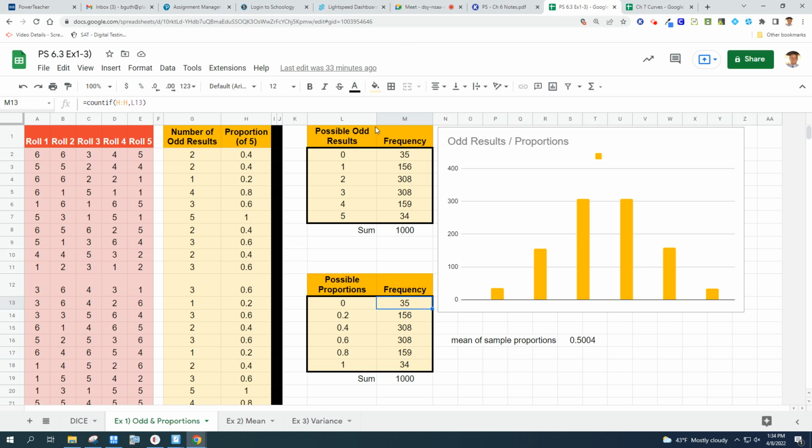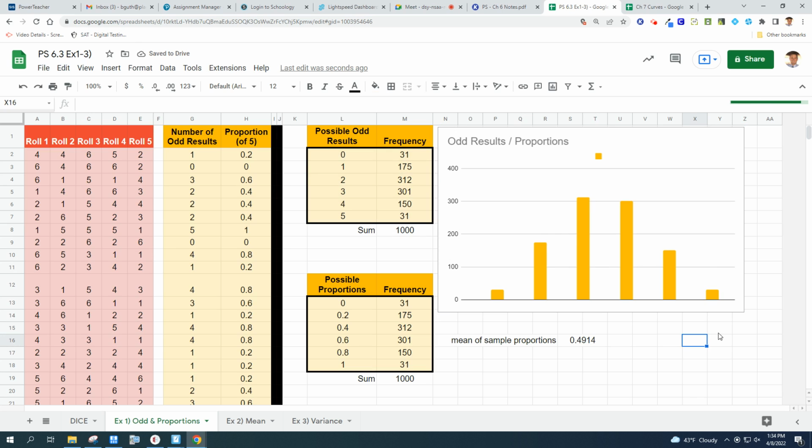So I graphed those results. I made a chart out of these numbers, and it looks like this chart. You're supposed to notice a couple of things. The first thing you should notice is that this is basically a normal distribution. This looks like that bell-shaped curve. If I change my numbers and recalculate, it'll change slightly, but it should still be a bell-shaped distribution.